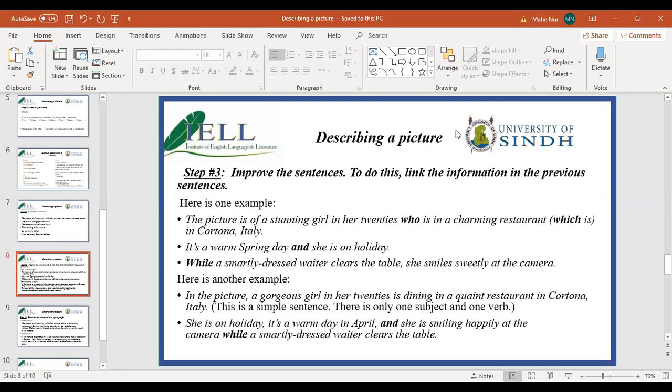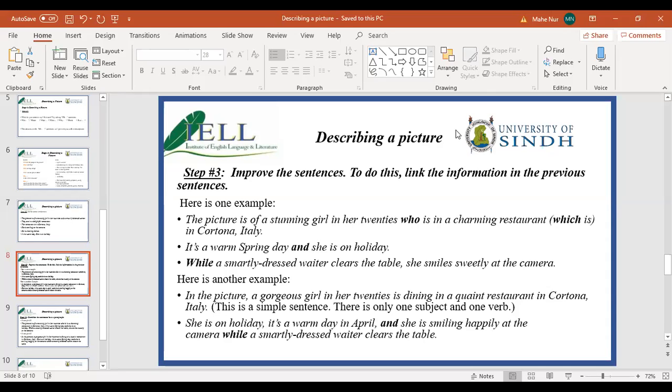Look at the other one. It is a warm spring day and she is on holiday, while a smartly dressed waiter clears the table, she smiles sweetly at the camera. See, now you can see a paragraph emerging. Now you can see some synthesis here. It makes some sense. It is making some sense now.